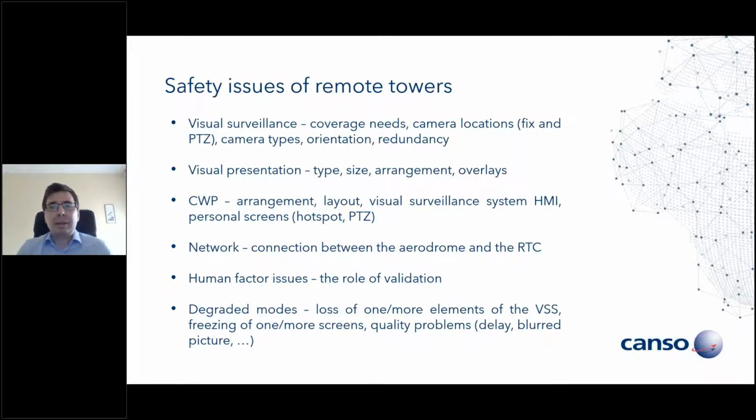So all in all, there are no two identical remote tower implementation projects. The weight of these issues highly depends on the local operational environment, but it should be said that proper safety assessment is very important in the case of every remote tower implementation. And with this, the remote tower operation can be as safe as or even safer than the conventional tower operation.